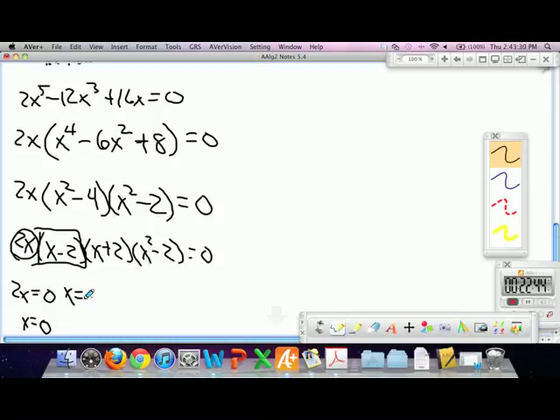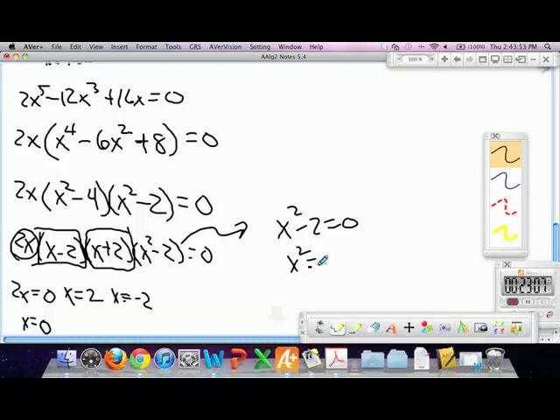This one you may want to solve a little bit more on your own. X squared minus 2 equals 0. X squared equals 2. When we use the square root, you get x equals root 2. You're missing an answer though. X equals negative root 2. X is positive root 2. X is negative root 2.